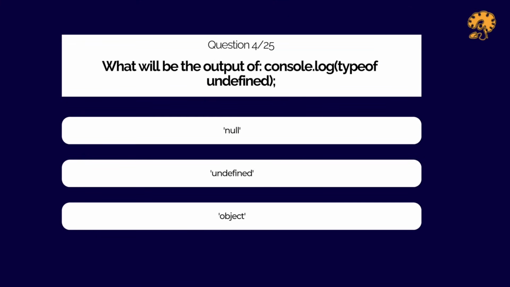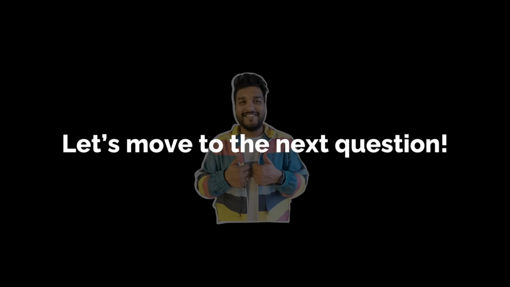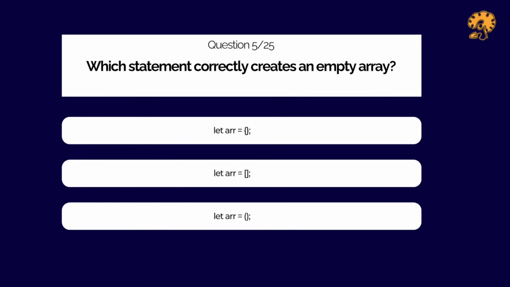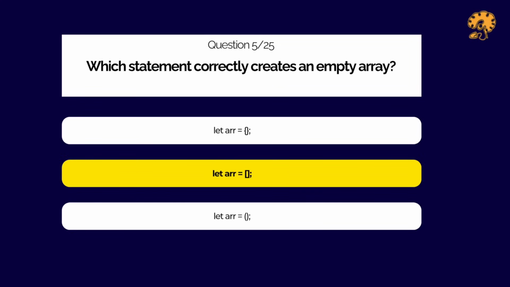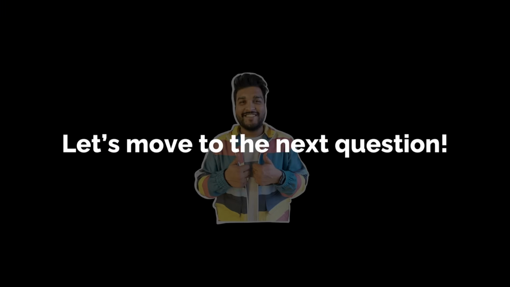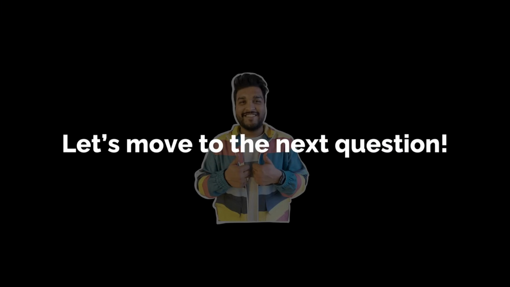What will be the output of the following code snippet? Let's move to the next question. Which statement correctly creates an empty array? Let's move to the next question. How can you copy an array using the spread operator? Let's move to the next question.